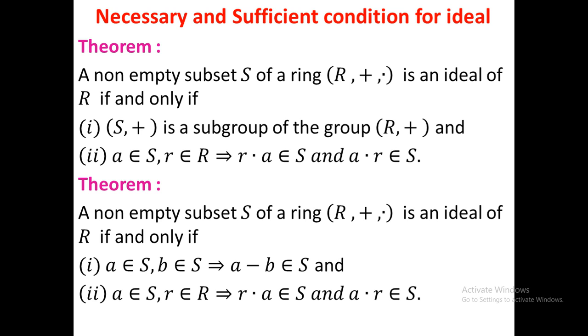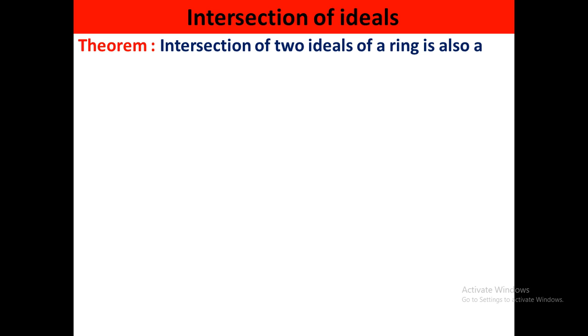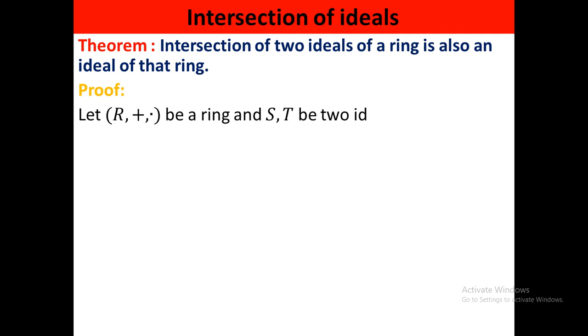However, at first we will go to the intersection of two ideals. The theorem states that the intersection of two ideals of a ring is also an ideal of that ring. That means we have to take two ideals. Suppose (R, plus, dot) is a ring and S and T are two ideals, so we have to prove that S intersection T is also an ideal of R.